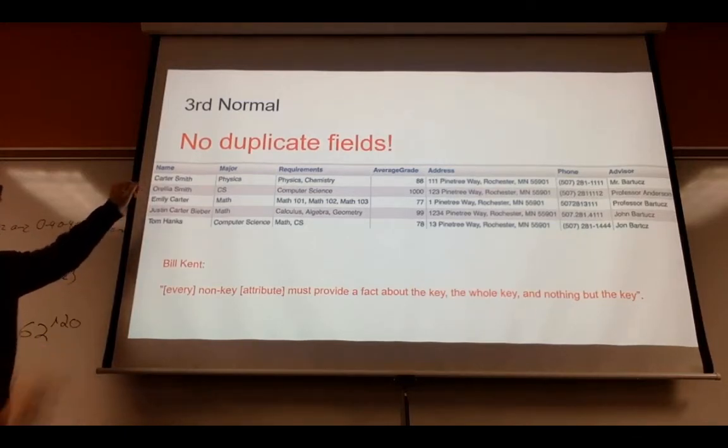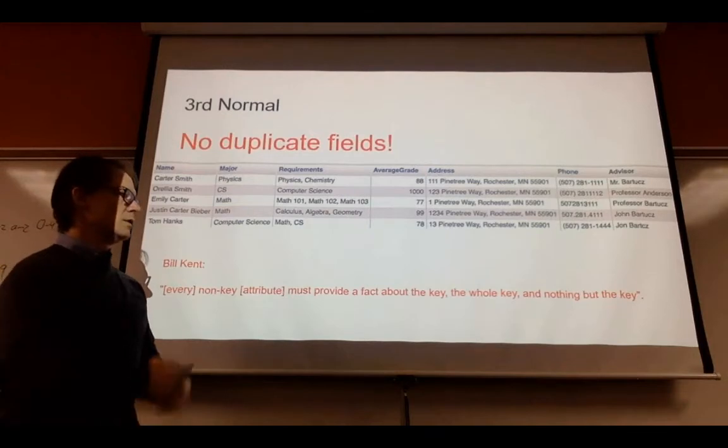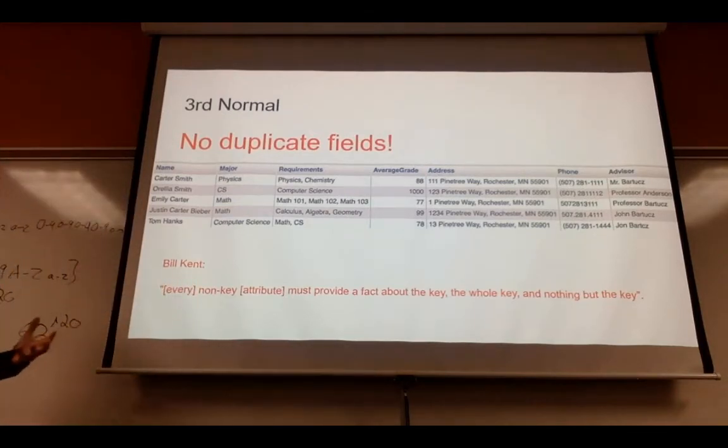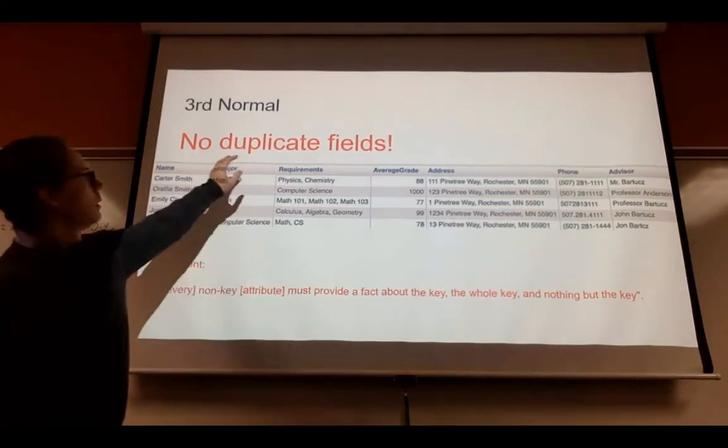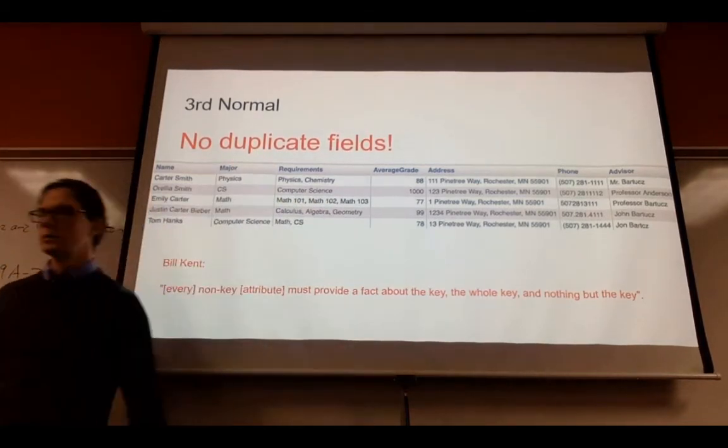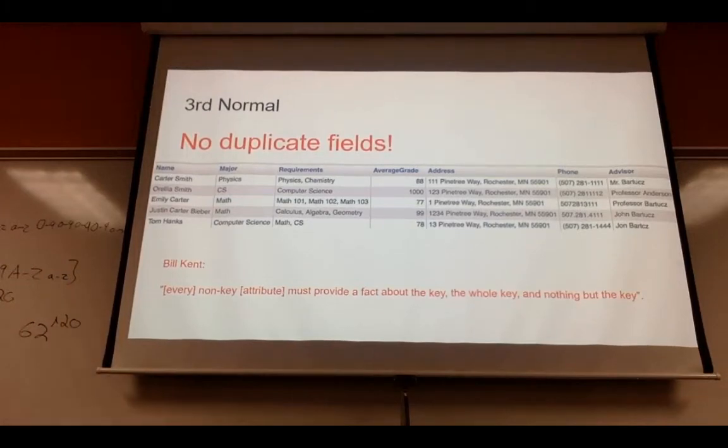The whole key, right, means it has to be about the person, not just about their advisor. And nothing but the key, so again, we should not be providing details about things that are not in our table. And we already talked about how having multiple items in a single column is not a good idea.